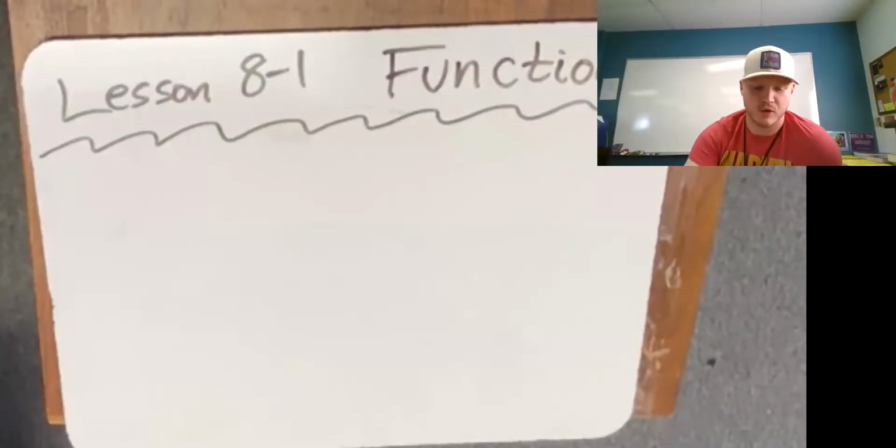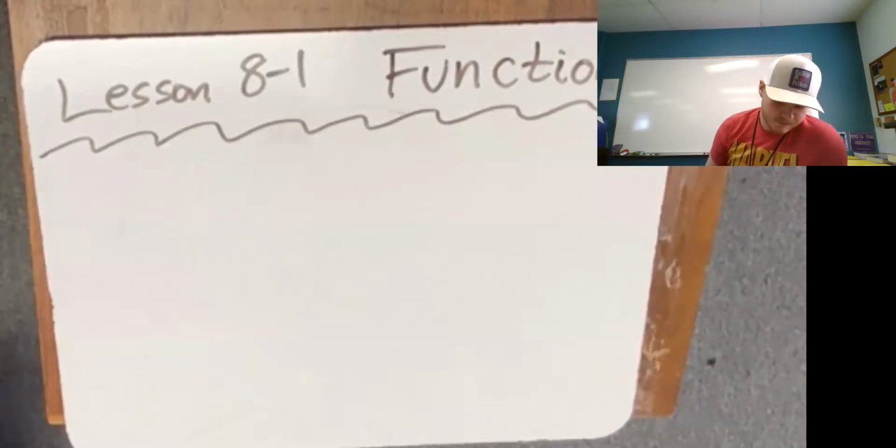All right, guys, so go ahead and open up your textbook to page 395. This is lesson 8-1, and we're talking about functions. So I'm going to go over the vocab words here real quick. You can follow along in your book. Pause when you need to. Our new vocab words are independent variable, dependent variable, vertical line test, and function notation.